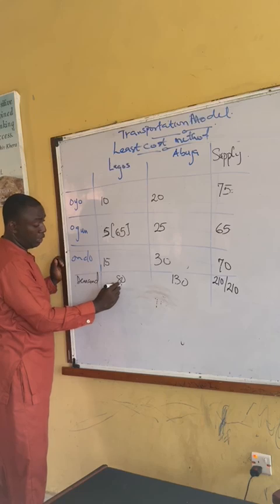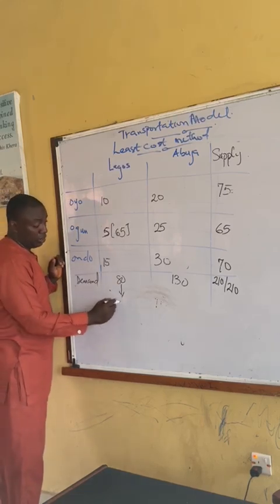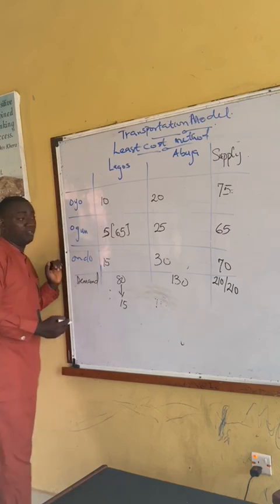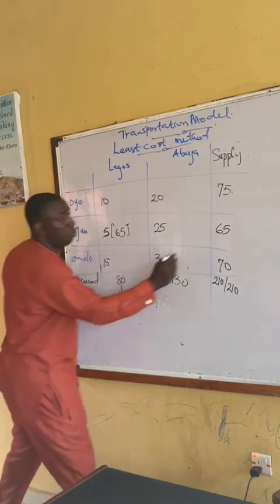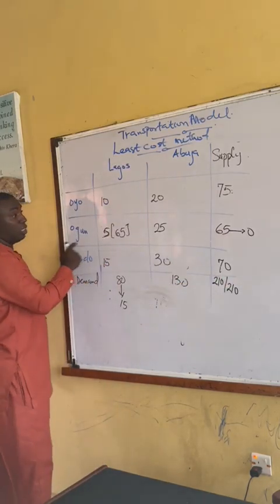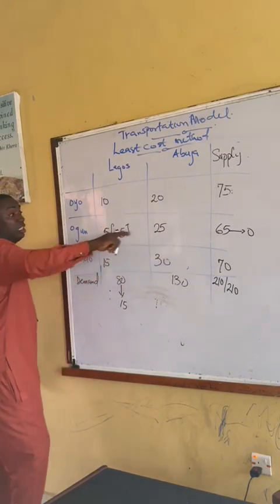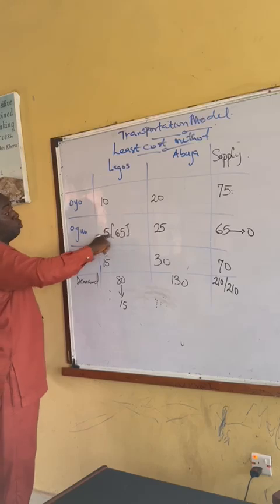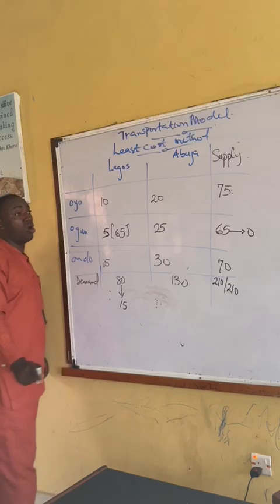Then coming down to the demand. The supply has not met with the demand. So that means we have the 50 left with the demand. Then it means this one is now 0. So for Ogun, now there is no more supply from Ogun again. The Ogun supply has been used up.